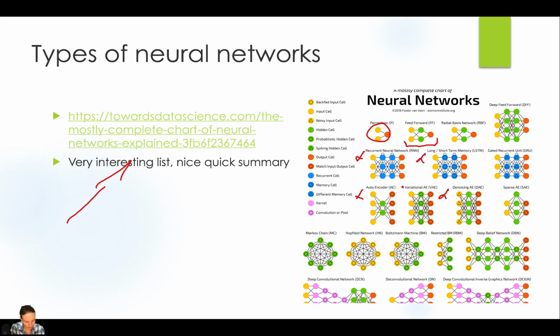Denoising autoencoder, variational autoencoder, convolutional networks. And I think some may be further down the page. But this is actually very cool. If you know a little bit about machine learning already, go to this web page and have a look at which networks you're familiar with or not.